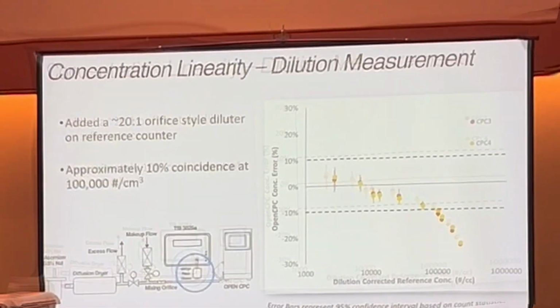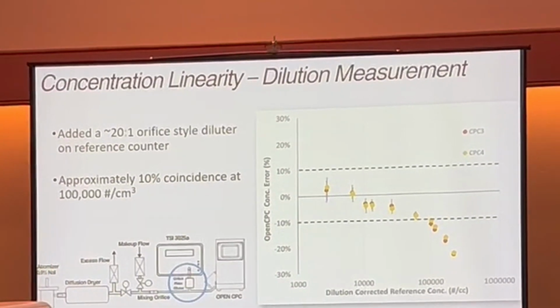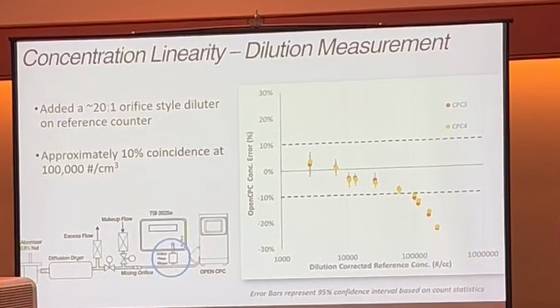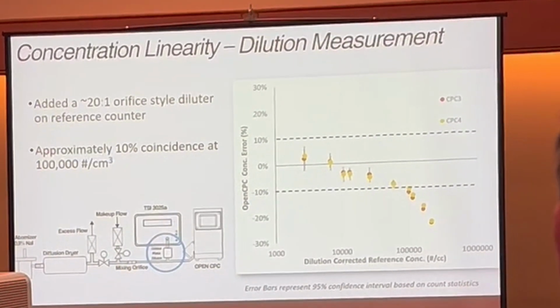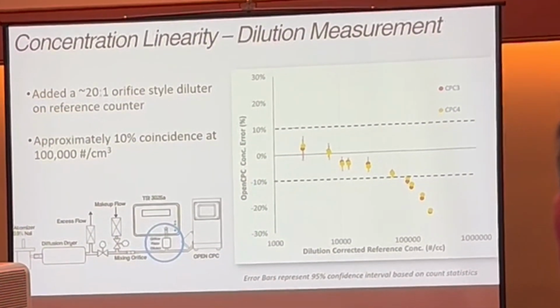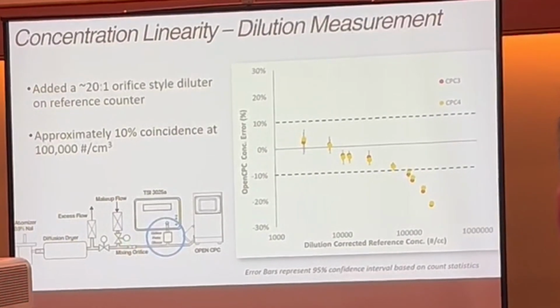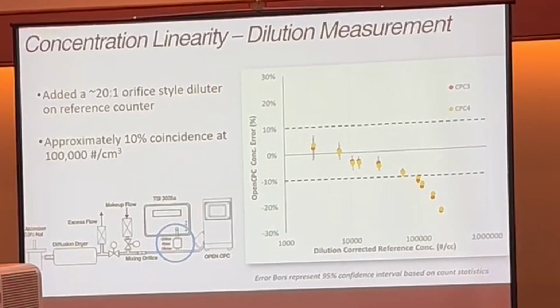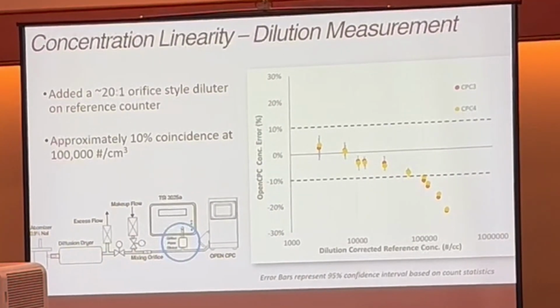And here we see, okay, yeah, that roll-off's really happening. At about 100,000 particles per cc, we have about 10% coincidence. And as we go up to about 200,000 or 250,000 particles per cc, we're starting to get 25, 30% coincidence. So we definitely have coincidence issues at high concentration, but so far that is still fairly functional for the concentration range of interest.